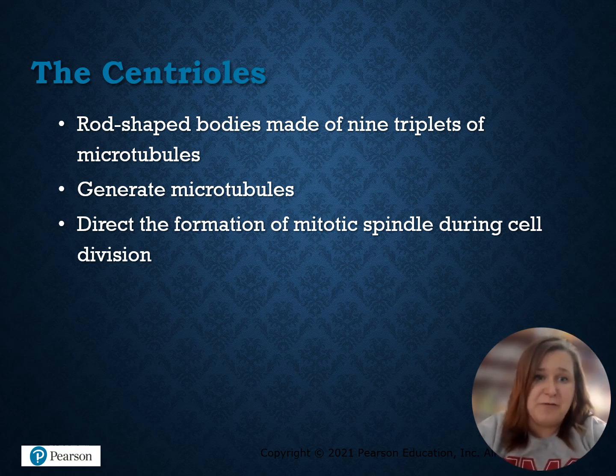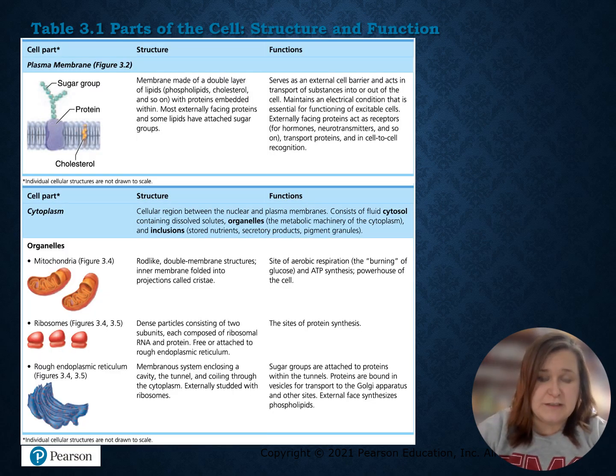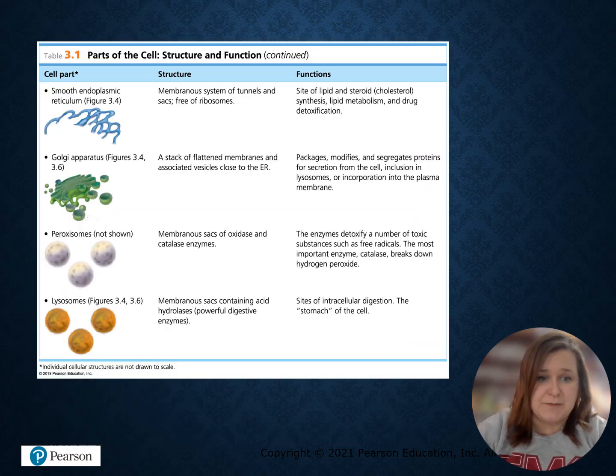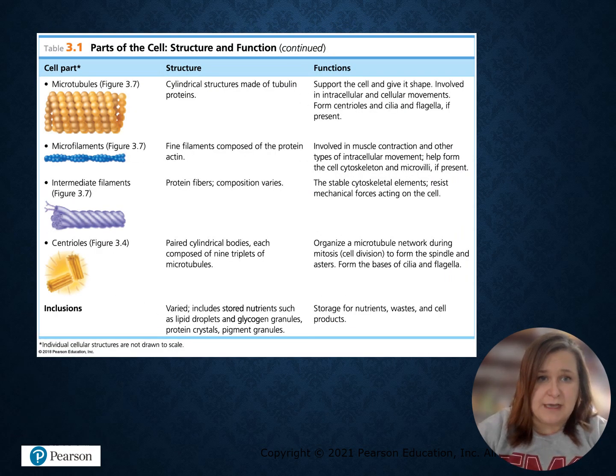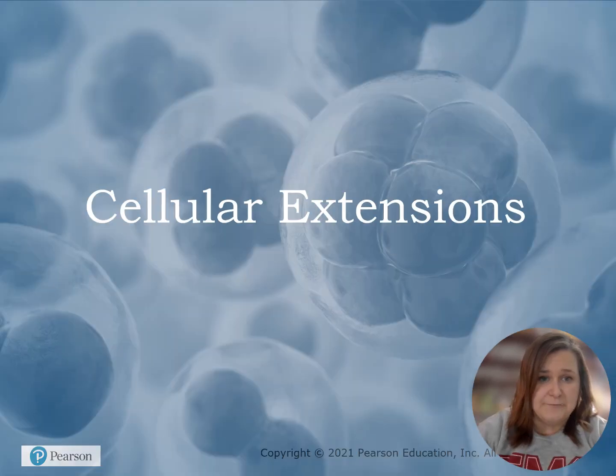The last thing as far as cell components we're going to talk about is going to be the centrioles. These are going to be rod-shaped bodies made of 9 triplets of microtubules. The purpose is going to be to generate microtubules, and they are responsible for the formation of the meiotic spindle during cell division. I also put a table in here just to help you all study that goes over all of the different organelles that we talked about during this part of the lecture. So that is what these slides are all about.